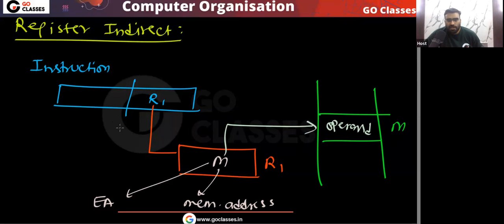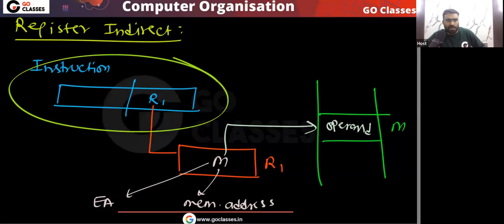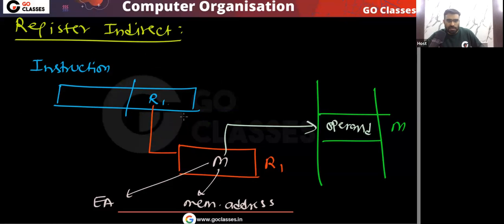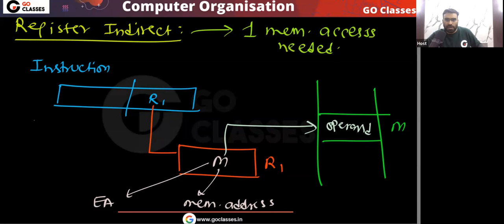So this is your register indirect. In the register indirect, the instruction will contain a register. This register will contain the memory address, or I can say the effective address, and if you go there, then you will find your operand. So how many memory accesses are required in the register indirect? One memory access is required. Yes or no? Very simple, one memory access is needed.